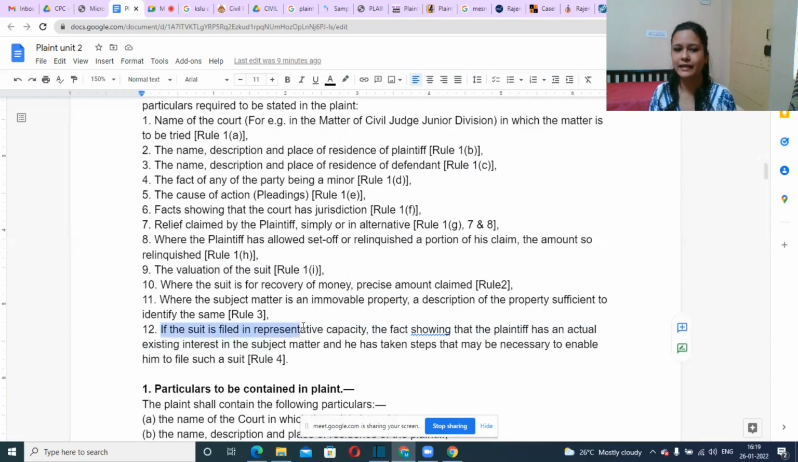If the suit is filed in a representative capacity, the facts showing that the plaintiff has an actual existing interest in the subject matter or has taken steps which may be necessary to enable him to file such a suit. If a representative is filing the case, not the person himself, he needs to show that, yes, I'm a person having the right authority to represent the party, and I'm accordingly proceeding with this matter. That also will be done.